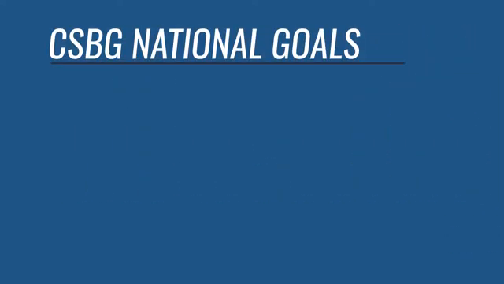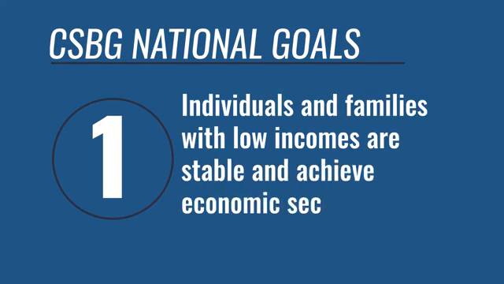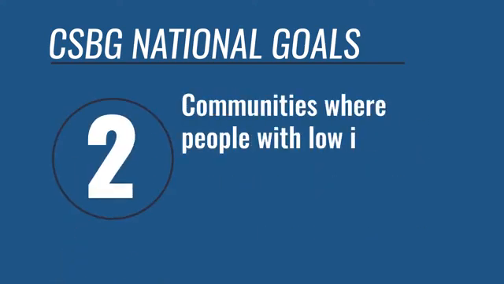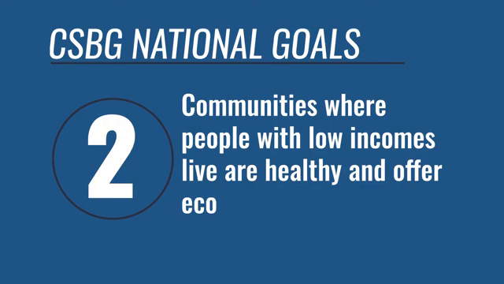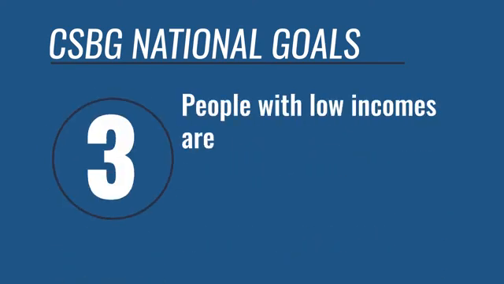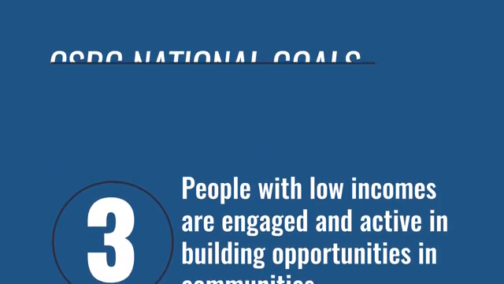The 3 CSBG goals are: 1. Individuals and families with low incomes are stable and achieve economic security. 2. Communities where people with low incomes live are healthy and offer economic opportunity. 3. People with low incomes are engaged and active in building opportunities in communities.